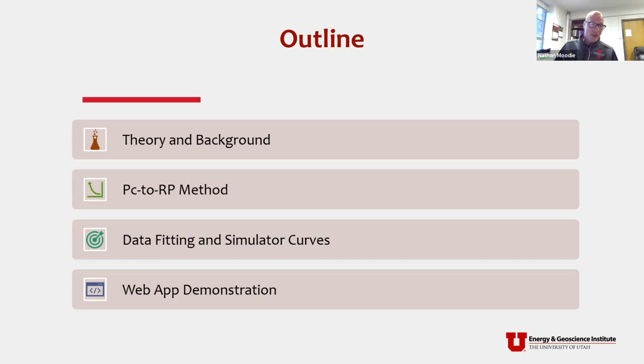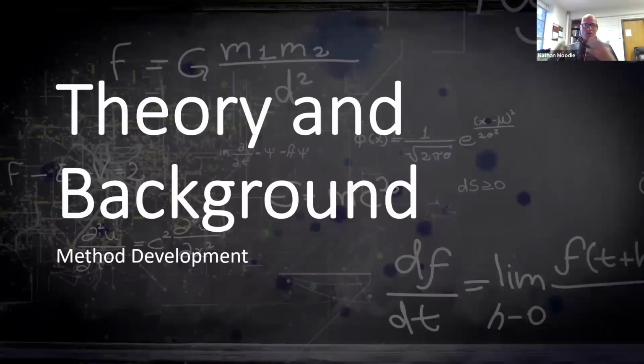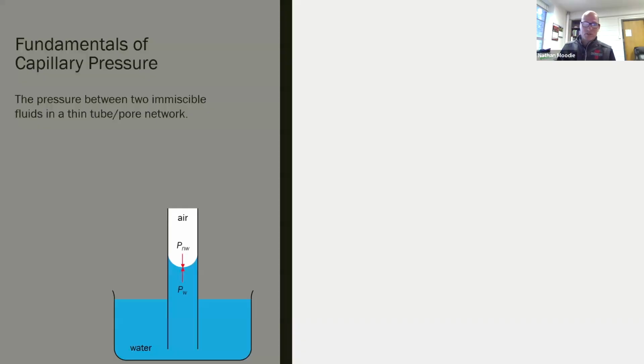Capillary pressure, on the other hand, can be measured on core chips and small pieces of core, and is relatively cheap, a couple thousand dollars for a mercury injection capillary pressure test. So I developed this method, and I'll go into the theory here, which really built on work done by previous researchers to develop relative permeability from capillary pressure. Just to give you a little of the background and fundamentals so we're all on the same page, capillary pressure really is just the pressure between two fluids in a thin tube or pore network. Let me get my little laser pointer up here.